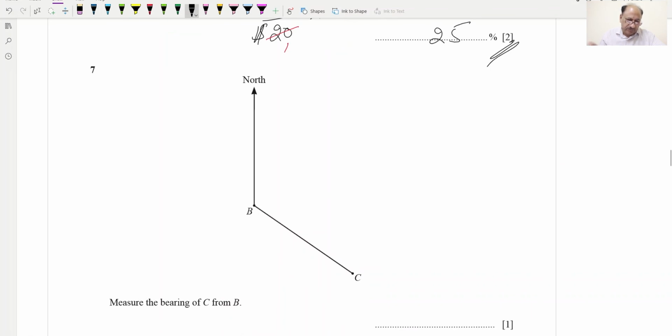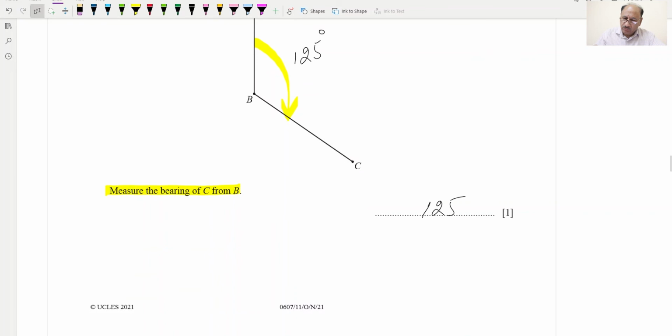Now question number 7, they are saying measure the bearing of C from B. So the bearing of C from B will be this bearing, which we have to check with the help of a protractor. Our zero line will be adjusted on this side. This will be the zero line, and if we check, this angle is 125, so we can mention 125 over here. This is one more question which we are done with.